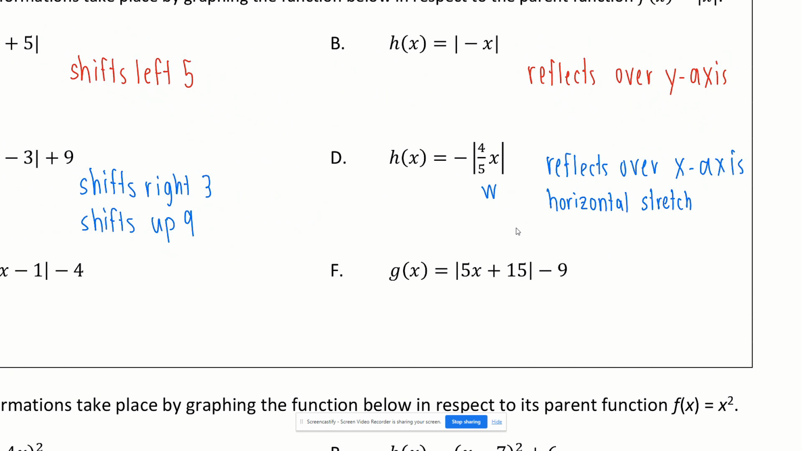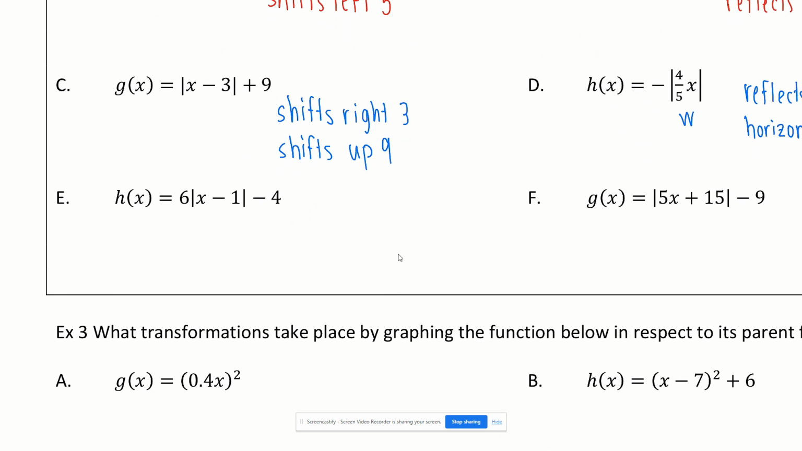Okay, last two, and then we'll go to one more section. This has got 3 things going on. Look at that. Boom, boom, boom. So let's start with that 6. Well, 6 means it's going to get more narrow, right? Narrow. Well, it's outside, so that's vertical. Vertical dilation. Which vertical dilation makes it more narrow? A vertical stretch or a vertical compression? Well, definitely a vertical stretch.